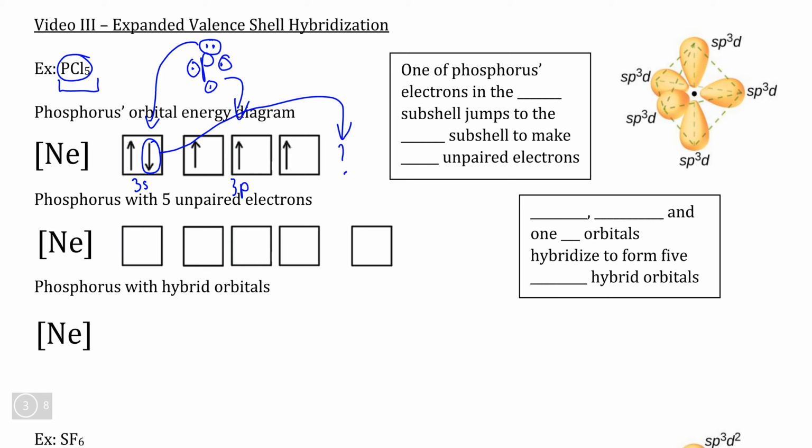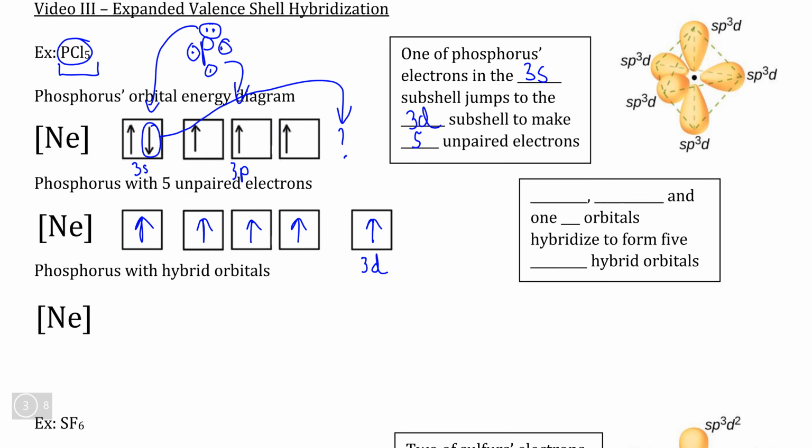Well, if we think about what happens at energy level 3, it is the first time where we start encountering d subshells. So if we were to take one of the electrons that exists in phosphorus's 3s subshell and jump it up to the 3d subshell like this, we can end up with the 5 unpaired electrons that are needed in order for phosphorus to form 5 bonds.